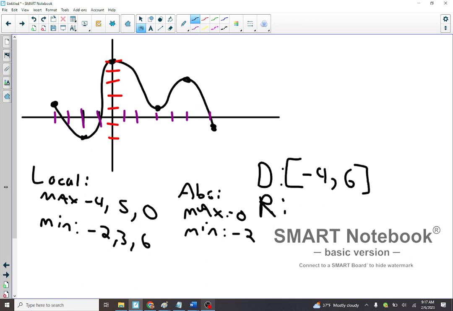Range is the lowest y value to the highest y value. So -2, 1, 2, 3, 5. It's the min to the max. -2 to 5. Min to the max. Is there anything else from that section? Flip it and you're max to the min. Oh, one more thing from this section.